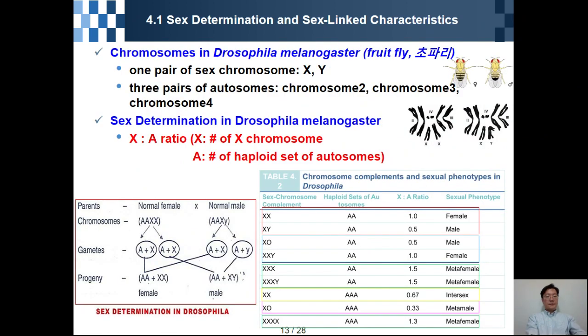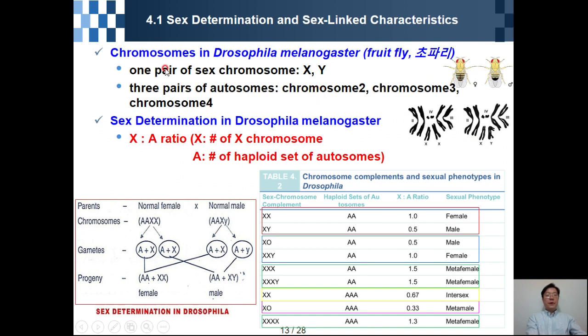In this slide, I will explain the sex determination system in Drosophila. What is Drosophila? Drosophila is fruit flies. In Korean, we call it chopari. Chopari like this. Chopari also has female and male.